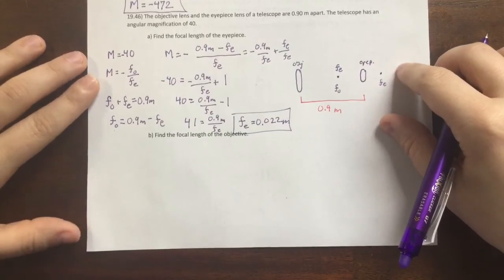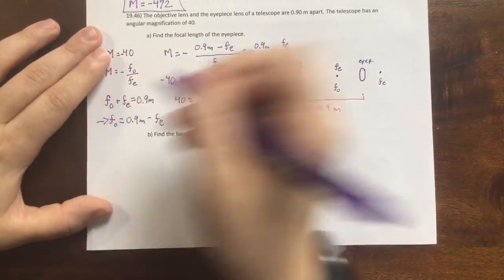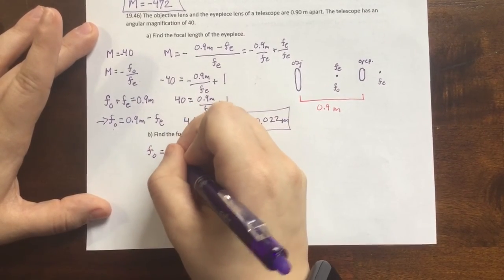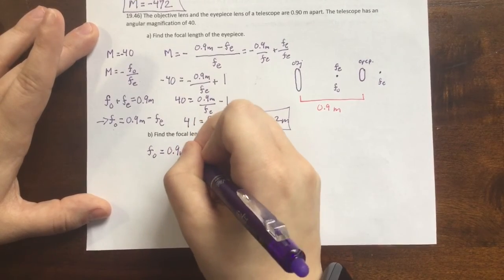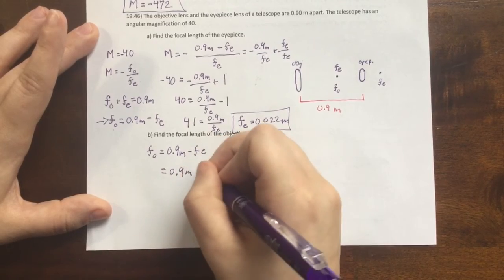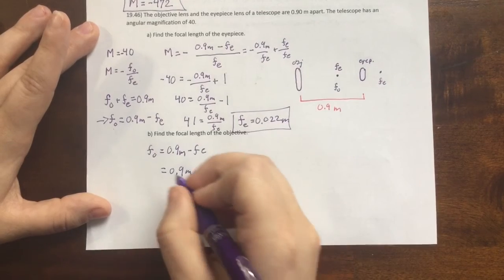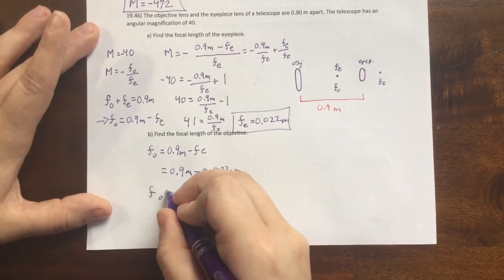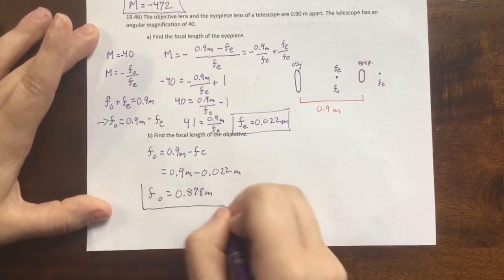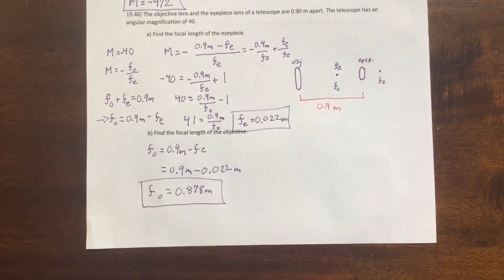Now, to find the focal length of the objective, we can actually just use this one right up here. FO equals 0.9 minus FE equals 0.9 minus 0.022, giving us FO is 0.878 meters. There's some examples. Hope that helped.